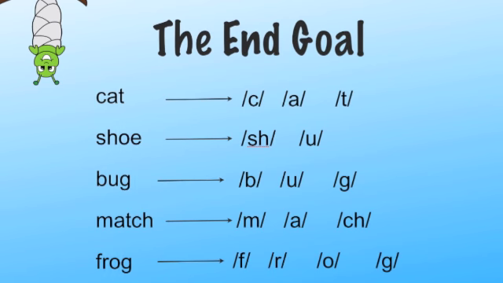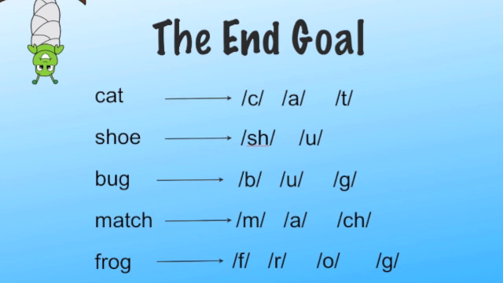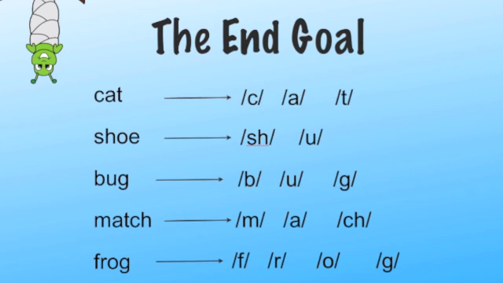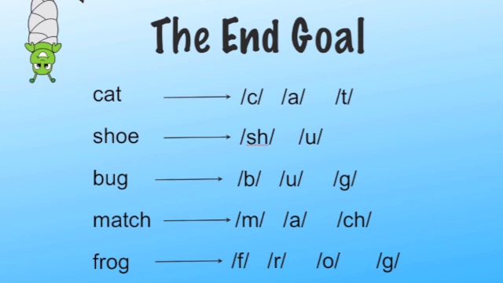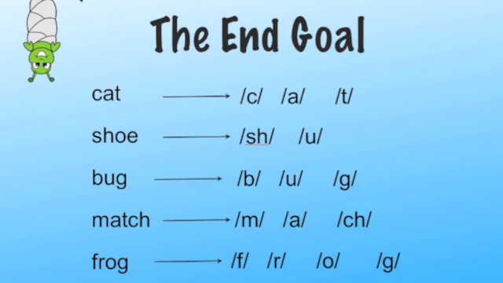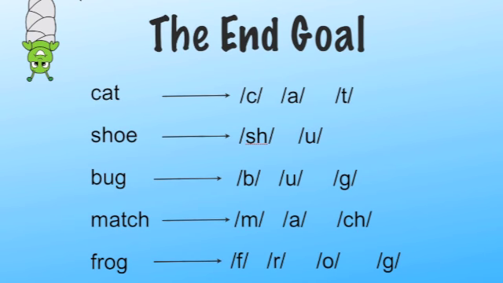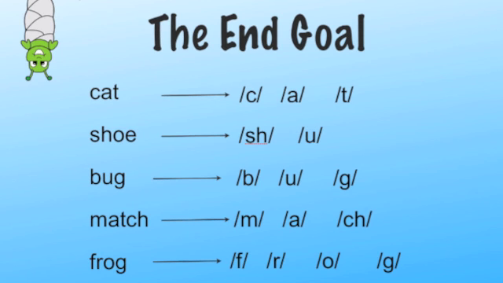So I would say, I want you to tell me all the sounds in the word cat, and the child would say k, a, t. Tell me the sounds in shoe: sh, oo. Bug: b, a, g. Match: m, a, ch. Frog: f, r, o, g.